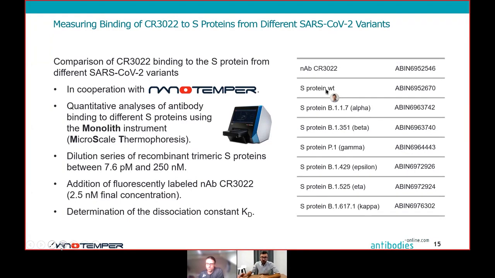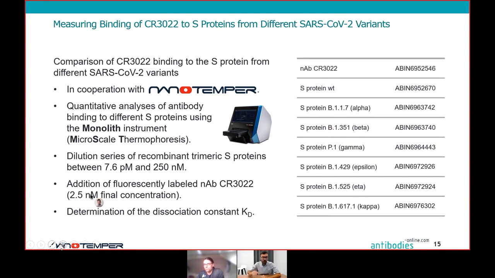Now, the first step when you want to do these measurements is you have to prepare a dilution series of your ligand, here the S protein, and we chose a range between 7.6 picomolar and 250 nanomolar. This higher concentration allowed us to also see binding of some weaker binding variants, if there were any. As a next step, this dilution series gets mixed with the fluorescently labeled antibody, and we had in the assay a final concentration of only 2.5 nanomolar.